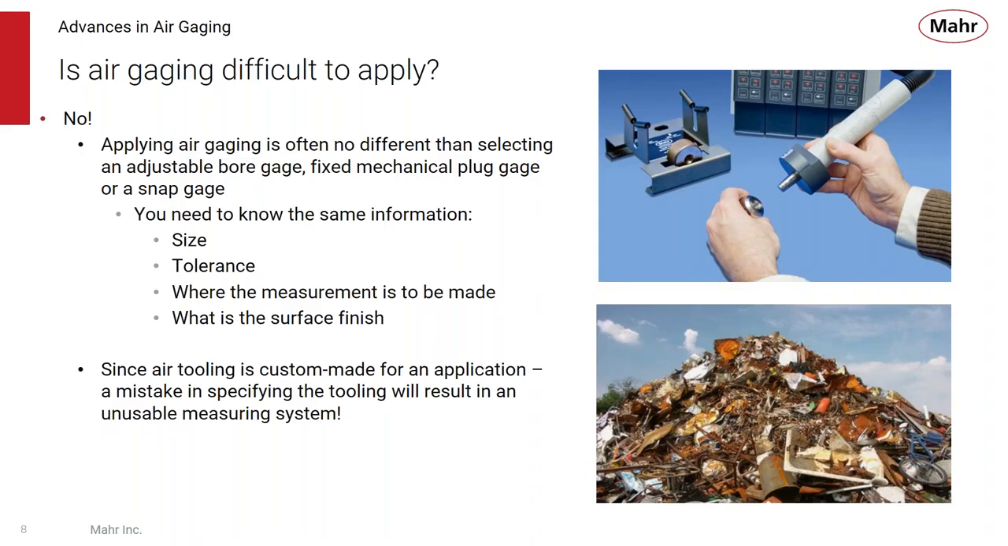What's the size we're trying to measure? What's the size tolerance? Where is that measurement going to be made? And in the case of air, it's also good to know what the surface finish is. Because, like I mentioned, air tooling is custom made for the application, it's really important to ensure that we know what the size and the tolerances are, because the tooling is made to those specifications.